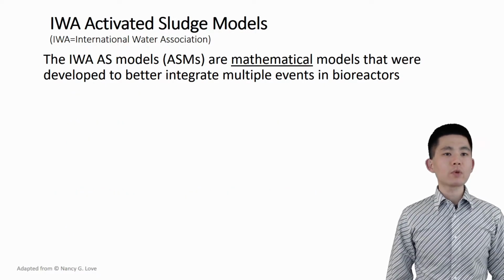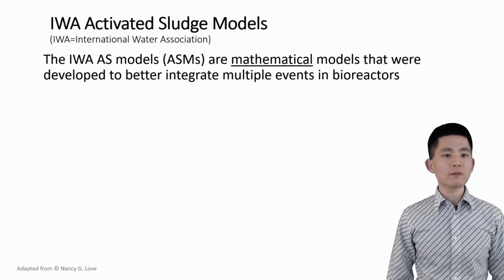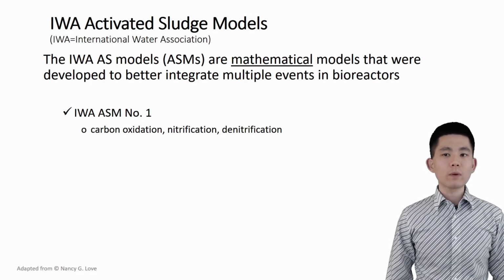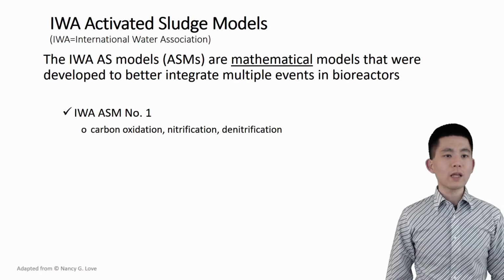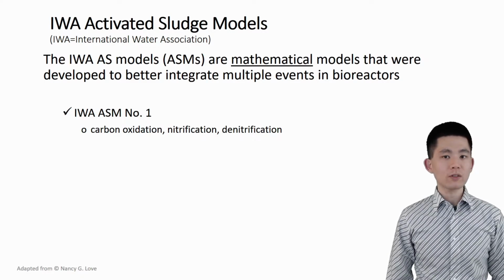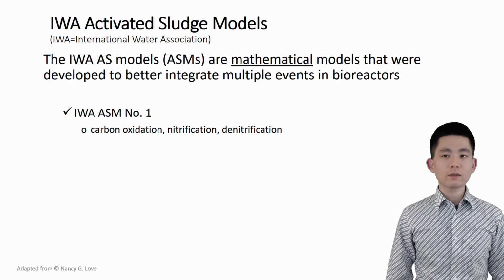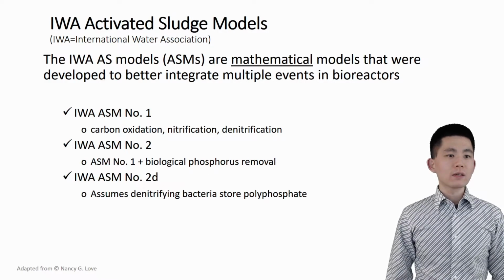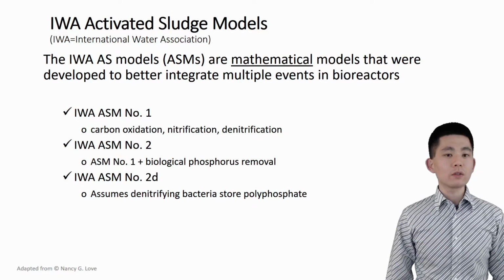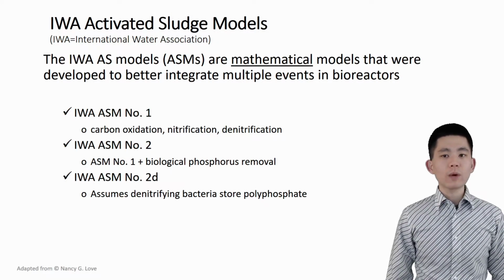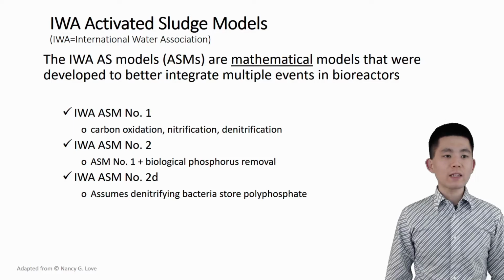Here I introduce the IWA activated sludge model, or ASM. They are mathematical models used to describe multiple microbial activities potentially interacting with each other in bioreactors. The ASM1 model was published in 1987 and includes basic heterotrophic organic carbon oxidation, nitrification, and denitrification. In the mid-90s, ASM2 and 2D started to include biophosphorus removal and the storage of polyphosphate in denitrifiers. In 1999, ASM3 was published with more realistic assumptions.